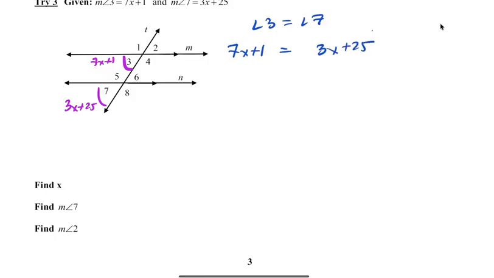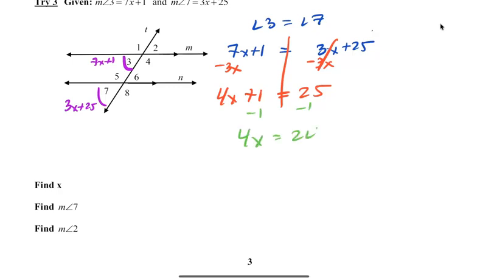Now we just have to do the algebra, right? I want to get rid of one of the x's. We have two of them, so get rid of the smaller one. These cancel out. I get 4x plus 1 is equal to 25. Get rid of that 1, minus 1 from both sides. 4x equals 24, divided by 4, so x equals 6. Now, that's not the full answer because they also want angle 7 and angle 2. So remember the way we do it, we just substitute back in, right?